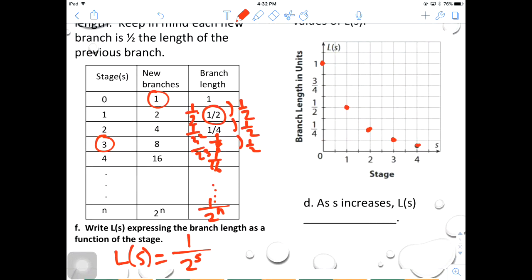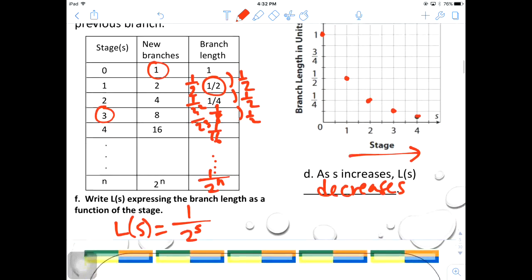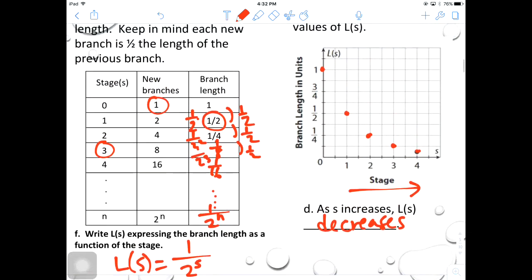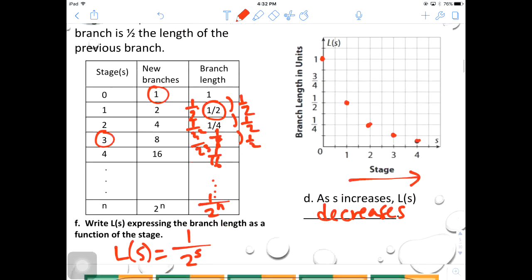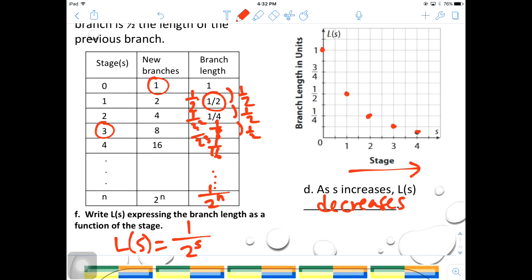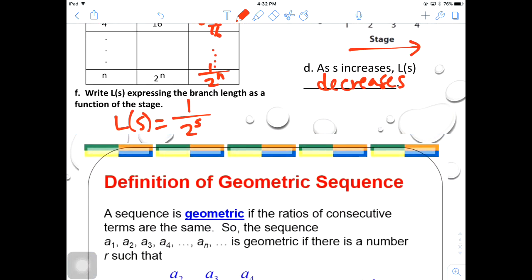As the stage increases, notice that the graph is going down, so the length decreases. It eventually approaches 0, but it will not get there. So that is the pattern for this example right here. Hopefully you understand a little bit more about geometric sequences.